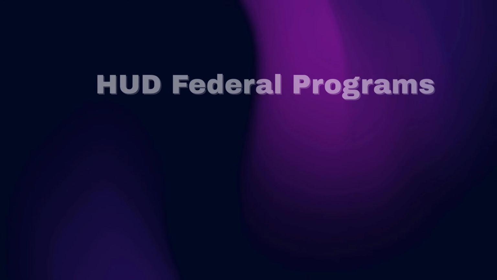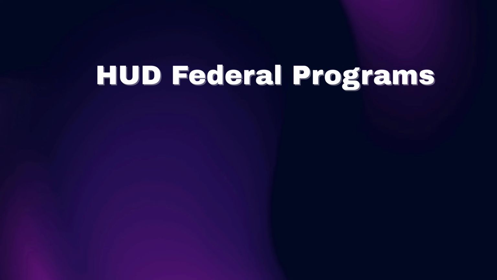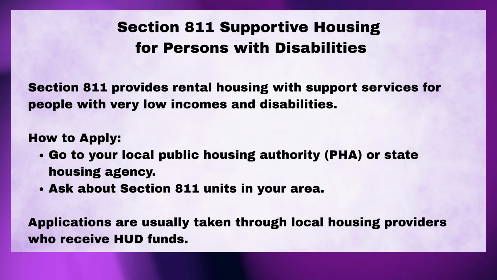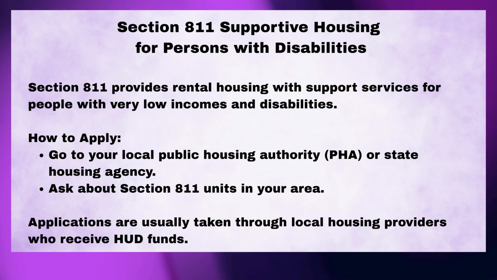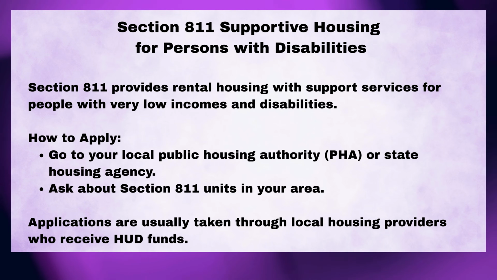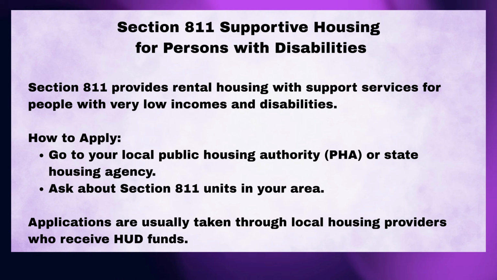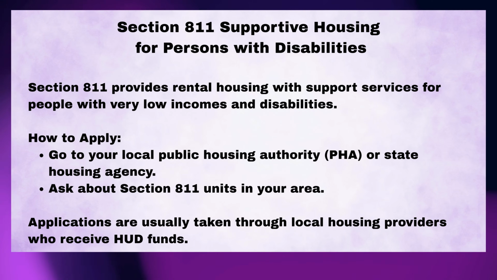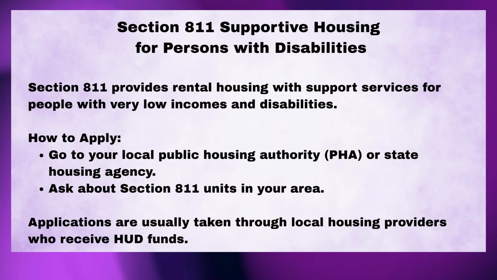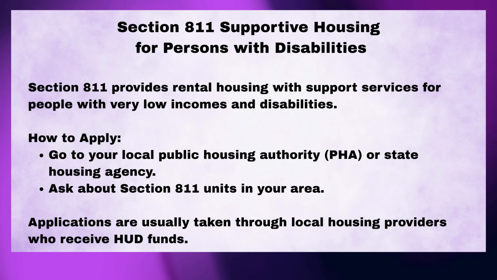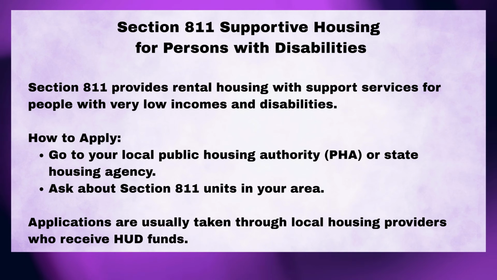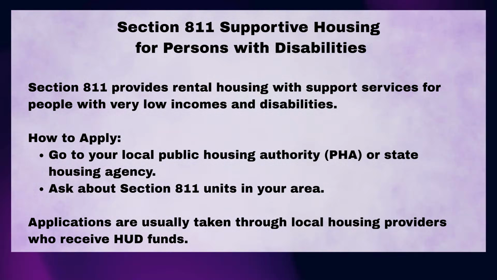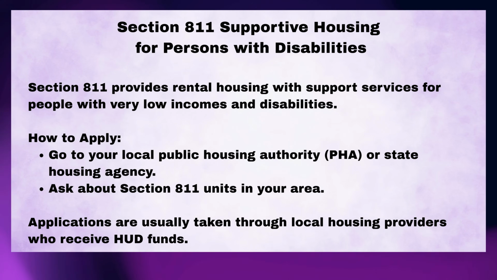Let's get into it. So, guys, let's discuss HUD Federal Programs. The first program that we're going to discuss is called the Section 811 Supportive Housing for Persons with Disabilities. Now, Section 811 provides rental housing with support services for people with very low incomes and disabilities. And how do you apply? You go to your local public housing authority or state housing agency and you ask about Section 811 units in your area. Applications are usually taken through local housing providers who receive HUD funds.